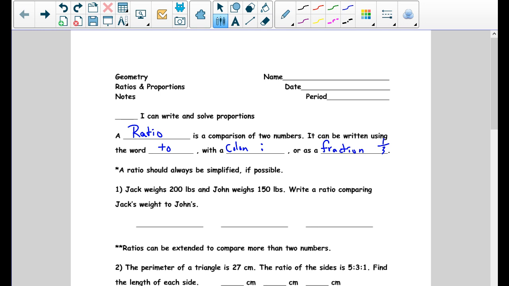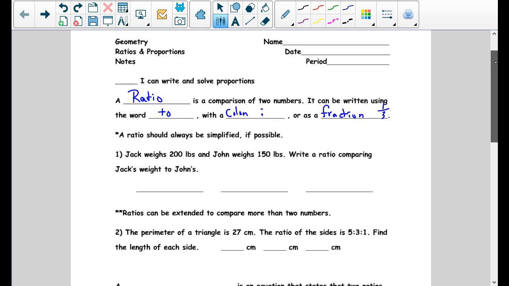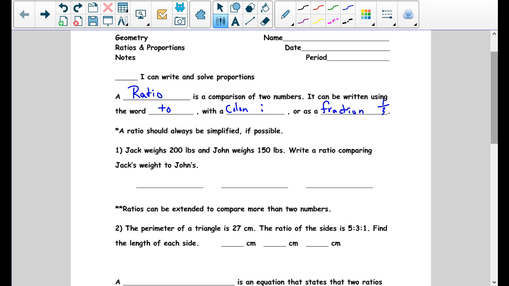So how can we write these? So if we look at number 1, Jack weighs 200 pounds, John weighs 150 pounds. Write the ratio comparing Jack's weight to John's weight. So if I'm just using the word to, I'm putting Jack's weight to John's weight. So Jack's 200 pounds to John's weight 150. Okay.